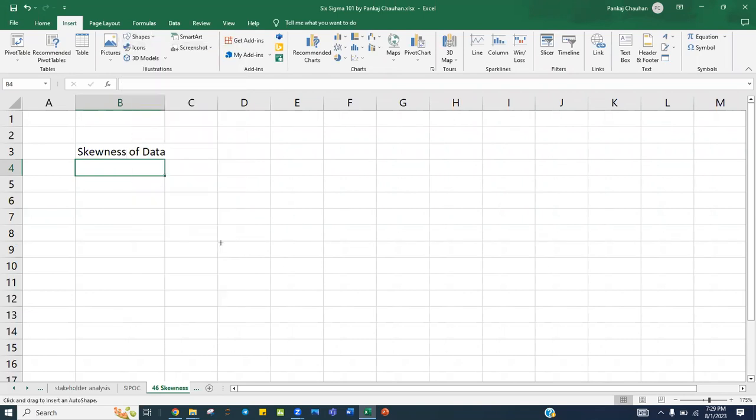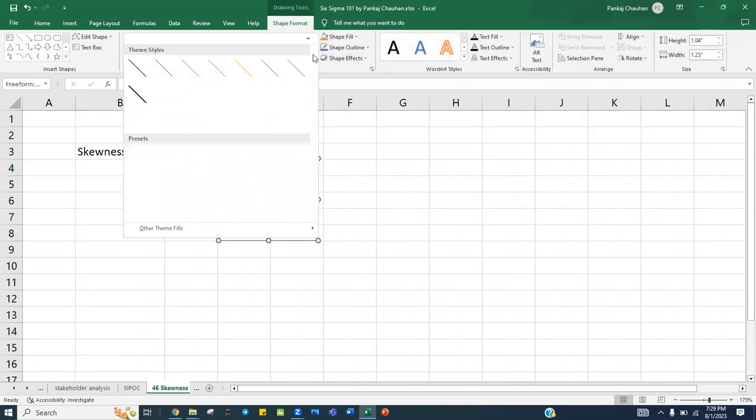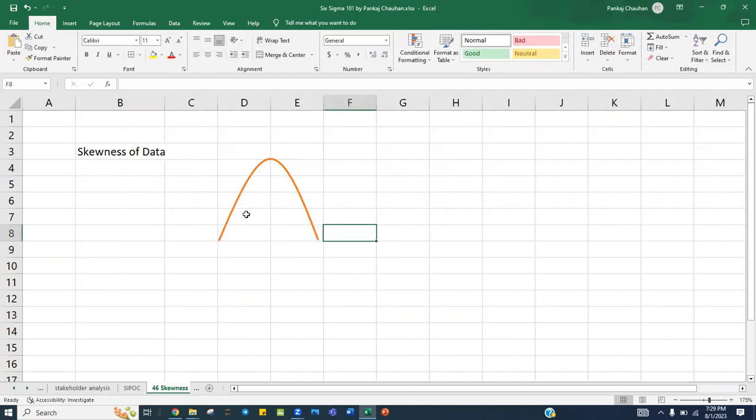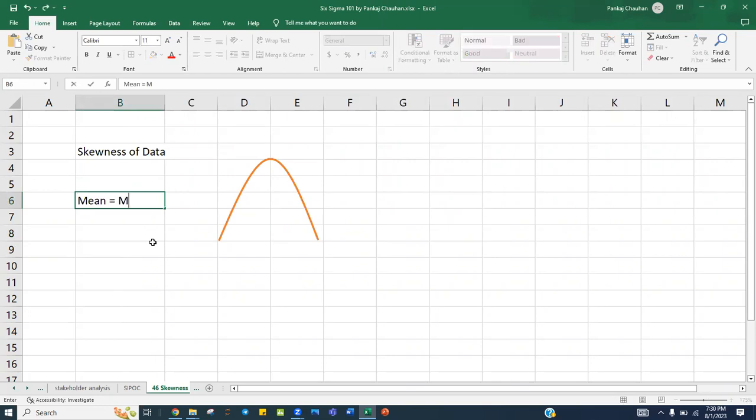When we start any data analysis, I would expect the data to be distributed normally, like this. But many a time your data is not normally distributed. Normal distribution means the mean of the data is equal to the median of the data and is equal to the mode of the data. This is what the normal distribution is.